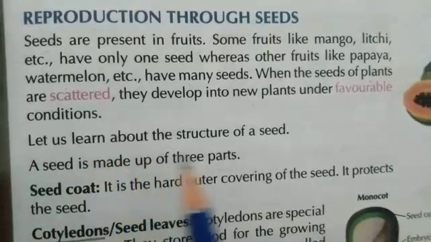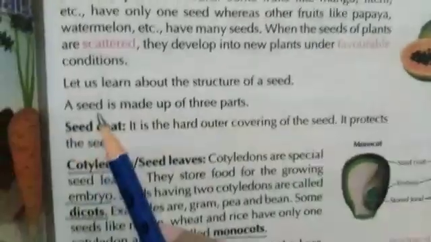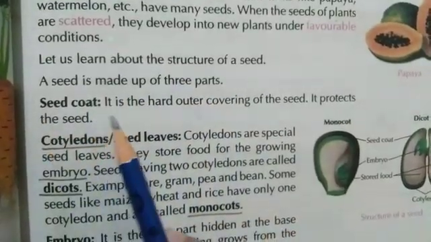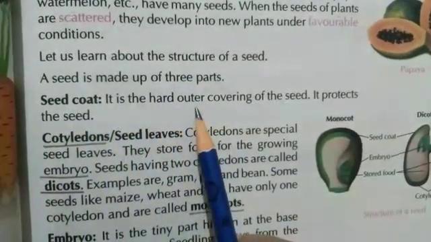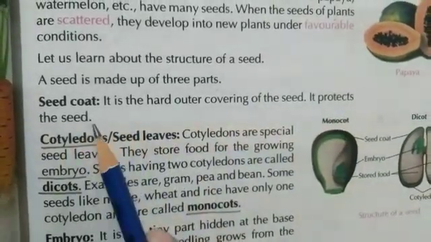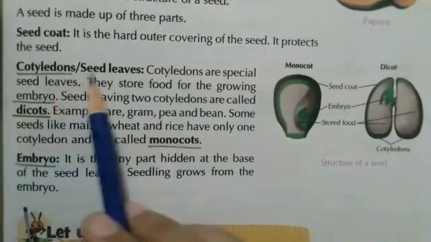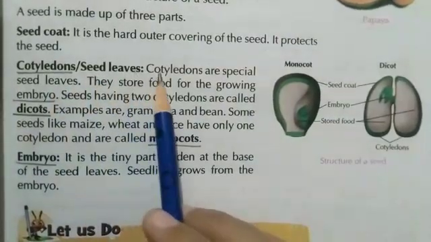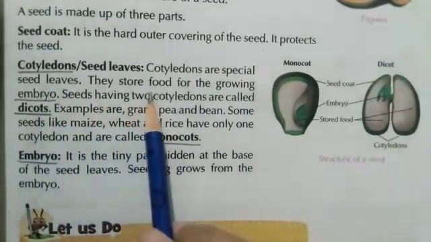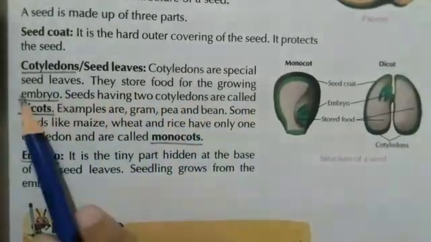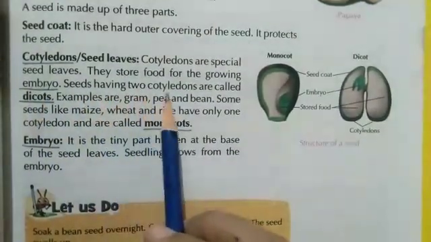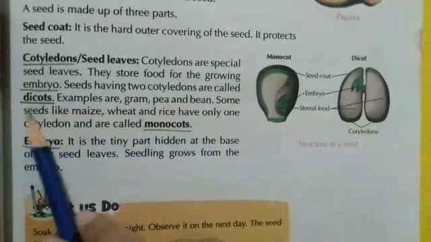Let us learn about the structure of a seed. A seed is made up of three parts. Seed coat. It is the hard outer covering of the seed. It protects the seed. Cotyledons. Seed leaves. Cotyledons are special seed leaves. They store food for the growing embryo. Seeds having two cotyledons are called dicots.